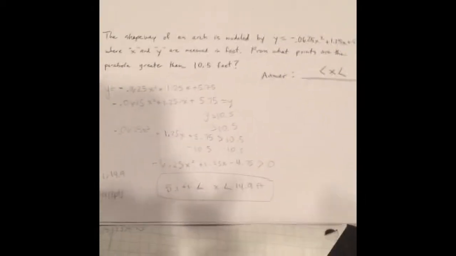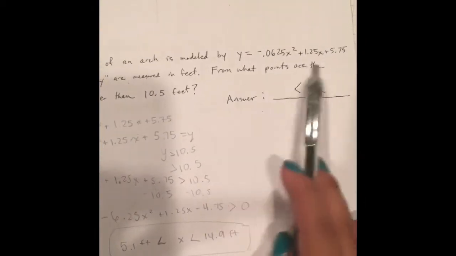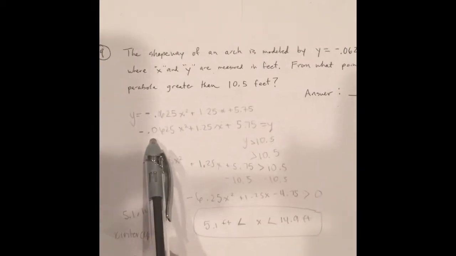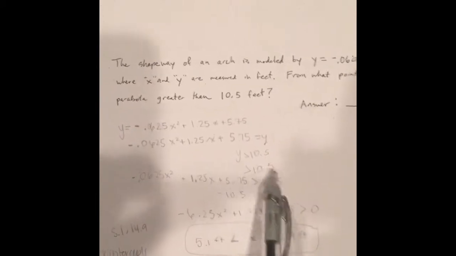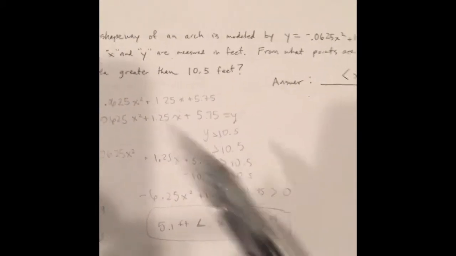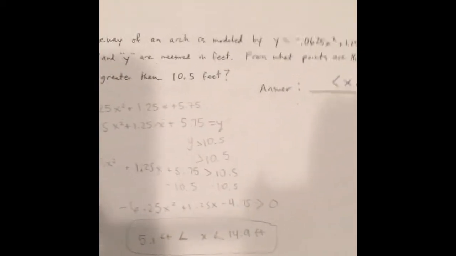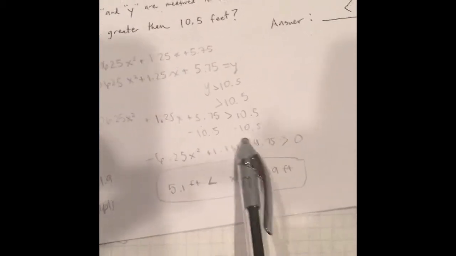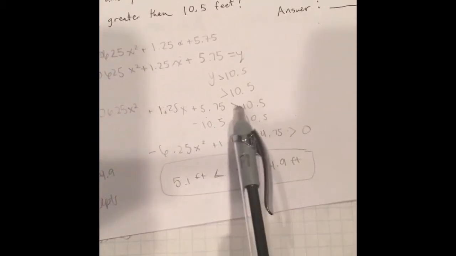The shape of an arc is modeled by the equation below. So what I do is write down the equation, and then you put y equals in front of it. And then I write the equation again, but below it, and I put the y on the right side. So I set it equal to that, and then I bring down the y, and I write down y is greater than 10.5. Below that I put less than 10.5, and then I write the whole equation again, but this time I solve.